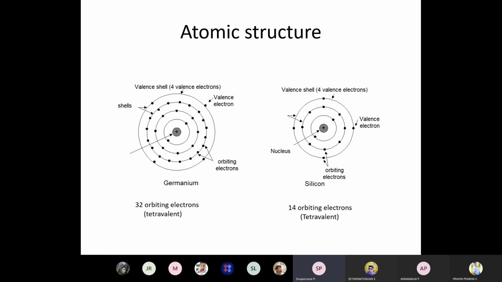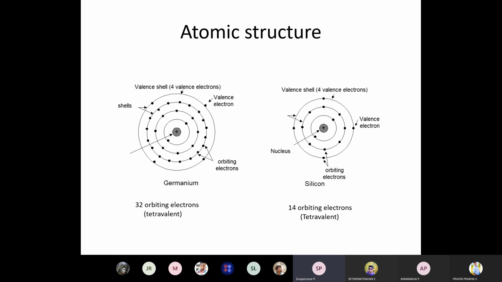I think you are studying the chemistry properties. So directly go to the structure. This is a basic structure: 32 orbiting electrons and 14 orbiting electrons. This is tetravalent, and this is also tetravalent. Silicon is at the center of the positions; you know that it is the nucleus.